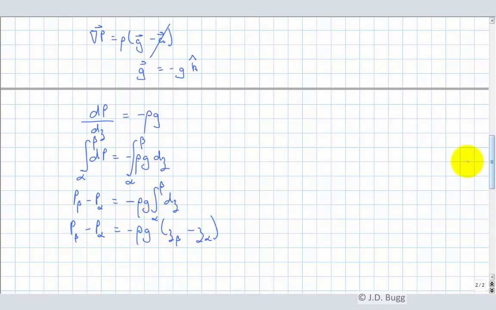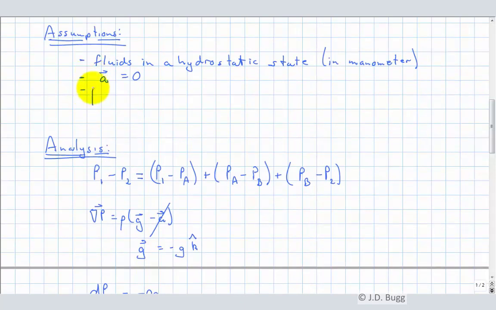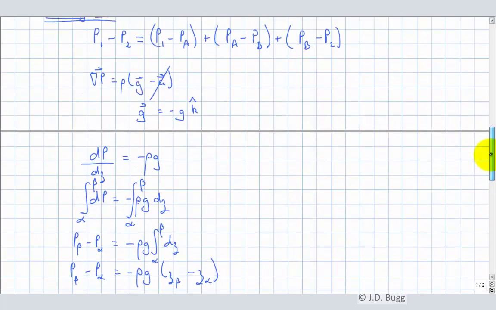So we need to go back to our assumptions list because of what we did going from this step to this step. There we assumed rho and g are constants. So rho constant for each fluid and g is constant. Now what we have is we have a working equation. We can write each of these 3 pressure differences now in terms of a density and an elevation difference. So that's what we'll do.